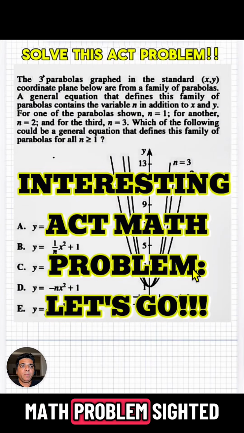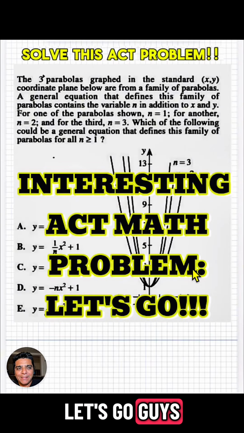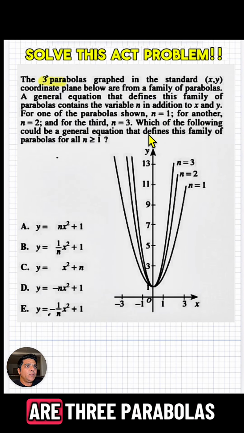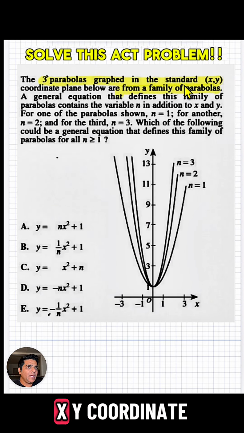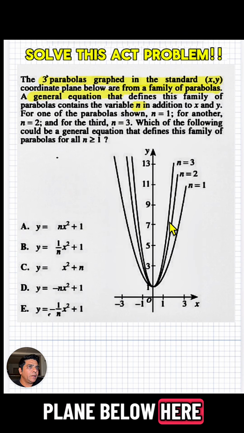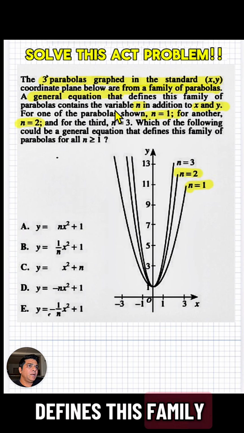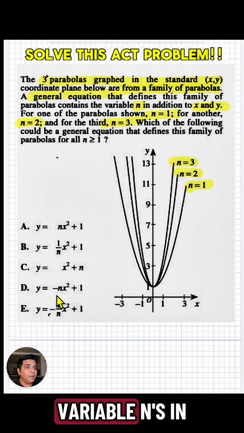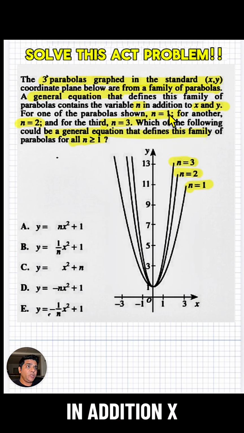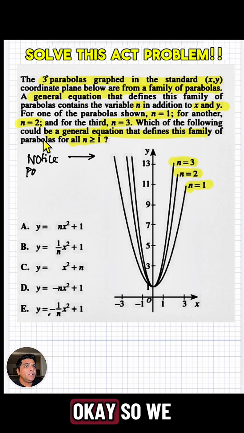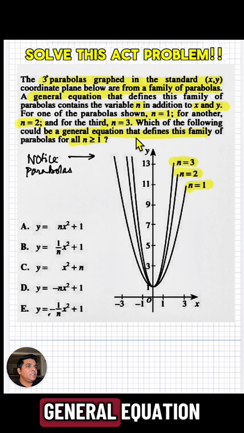Interesting ACT math problem cited. Let's go, guys. Okay, so there are three parabolas graphed in the xy coordinate plane below here. The general equation that defines this family contains the variable n, so you have n in the formula. In addition to x and y, n is 1, 2, and 3. So we want to see the general equation.